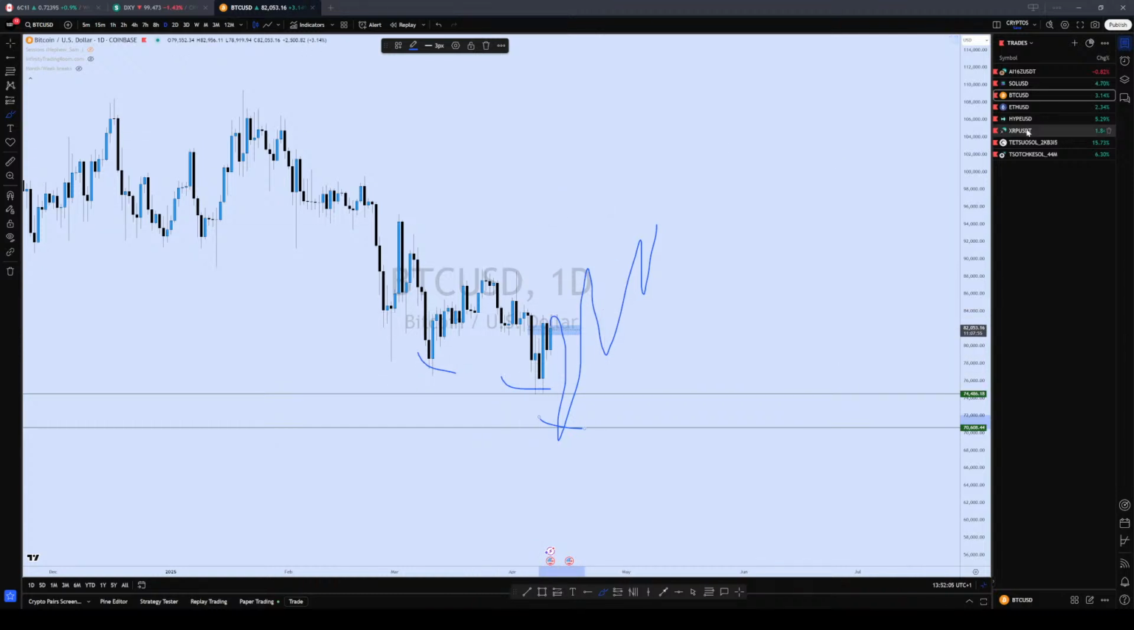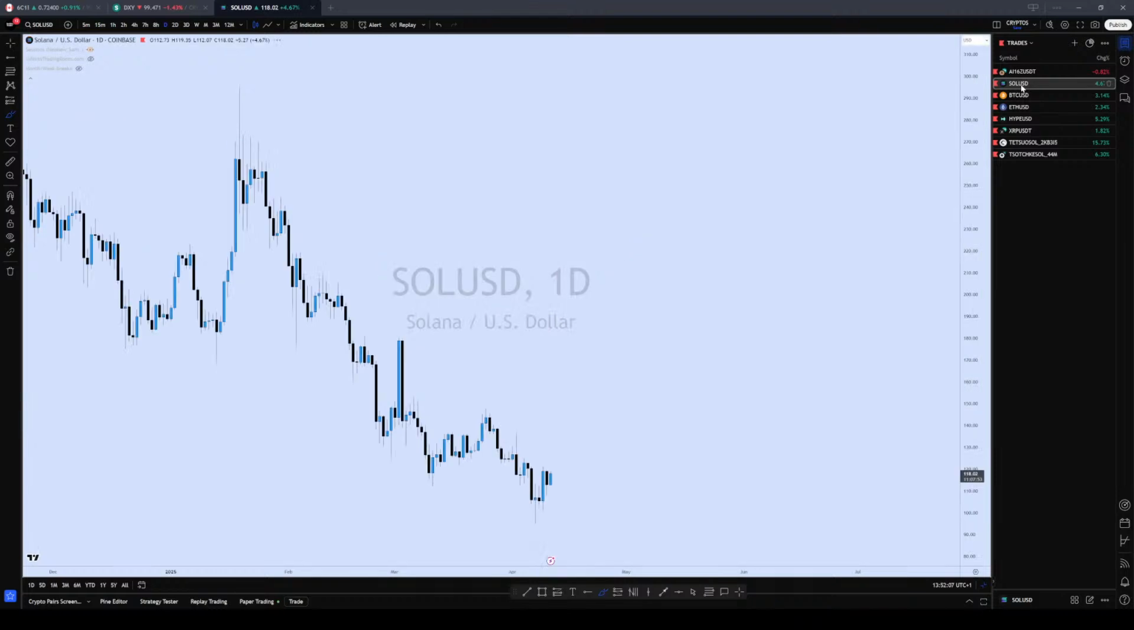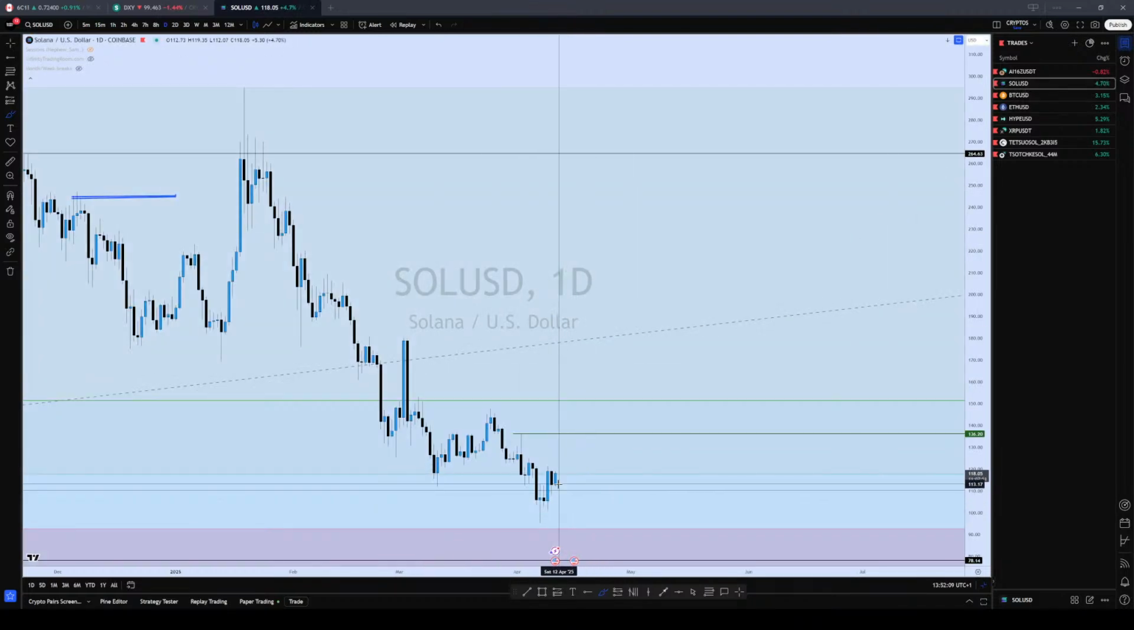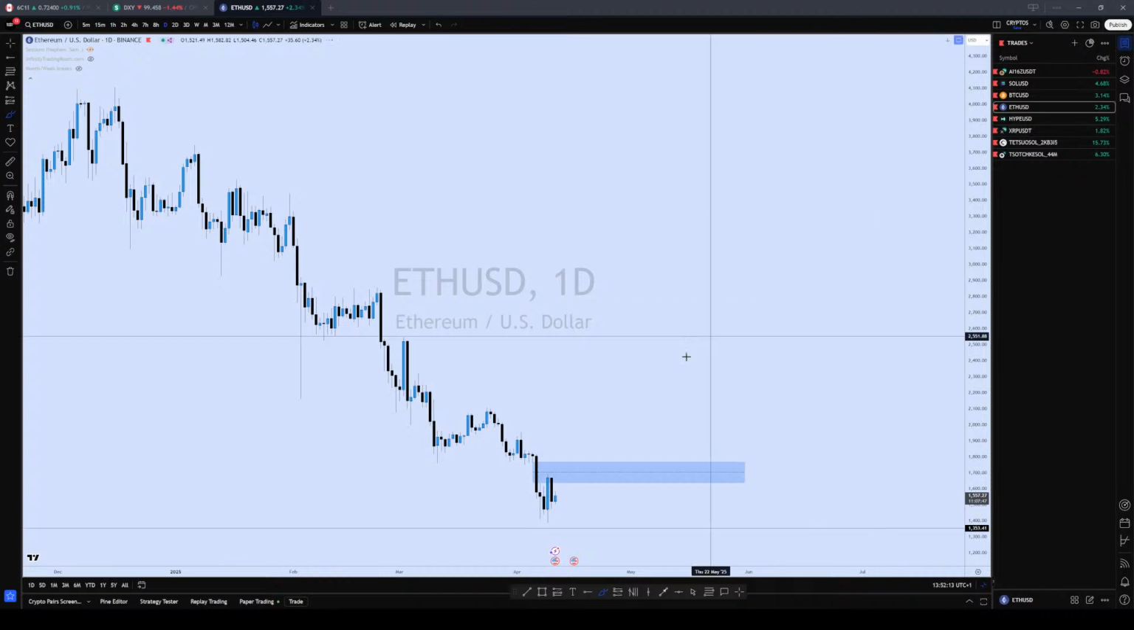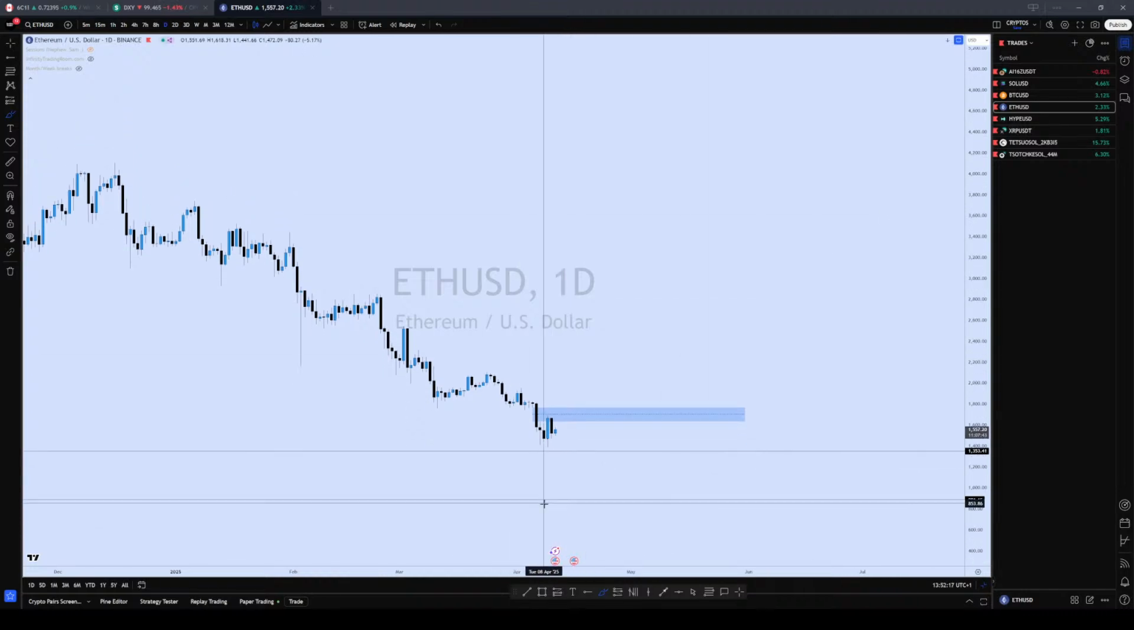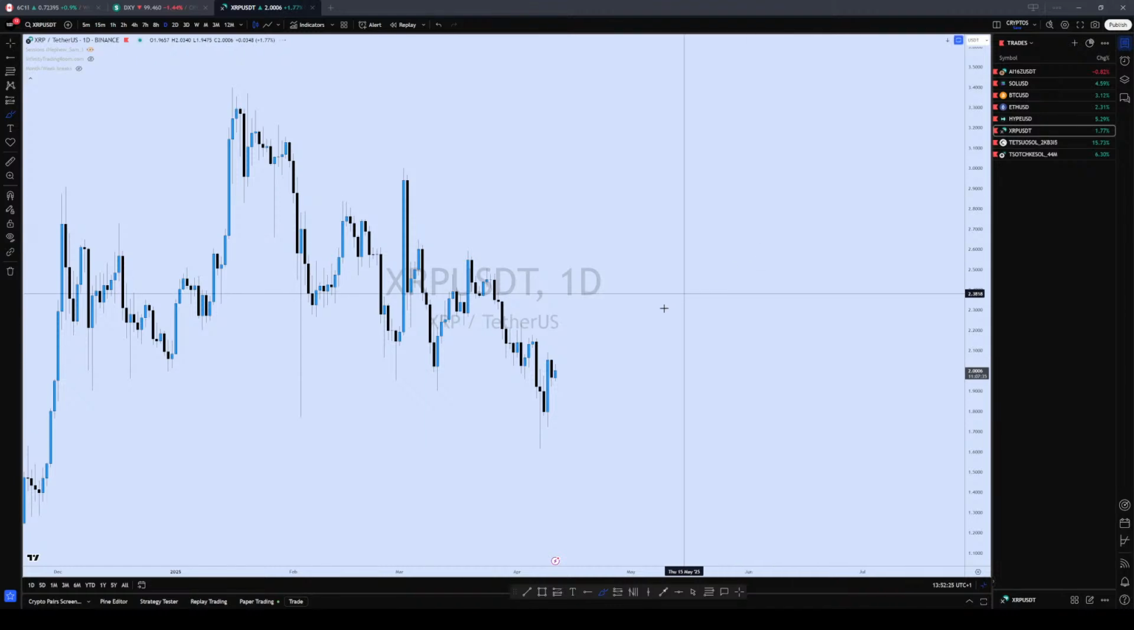Okay. So the same thing applies to all the other pairs. This is not it. We need one more run. Then we go up. Ethereum, same thing. It needs to touch this. Even with Ethereum, there's more room to the downside. So I'm not convinced yet. We will still be expecting lower prices. XRP, the same thing, lower prices.